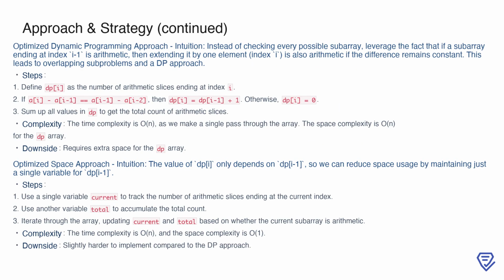To address the inefficiency of the brute force method, we turn to a dynamic programming approach. The key insight here is that if a subarray ending at index i-1 is arithmetic, then appending one more element at index i will also result in an arithmetic subarray, provided the common difference remains constant. This allows us to define overlapping subproblems, leading to an efficient DP solution. We define a dp[i] array where each value represents the number of arithmetic slices ending at index i. If the difference between consecutive elements remains the same, we update dp[i] to be dp[i-1] plus 1.